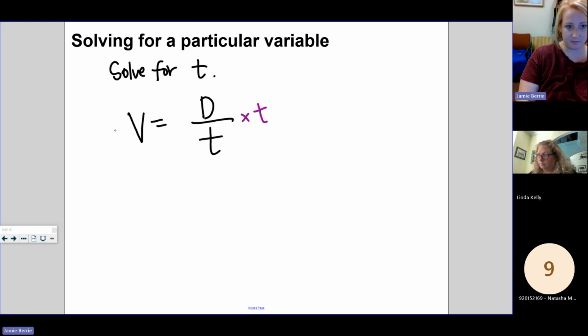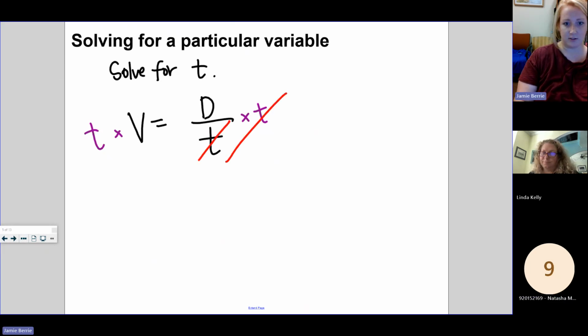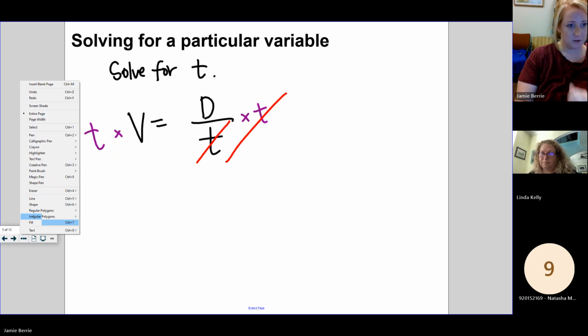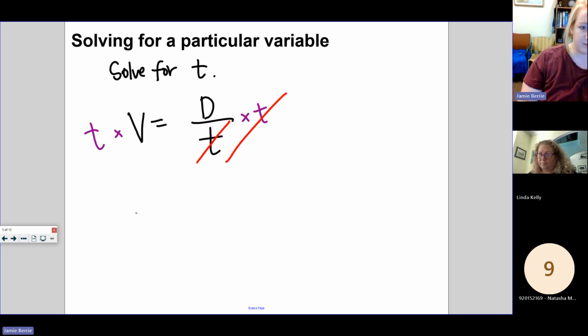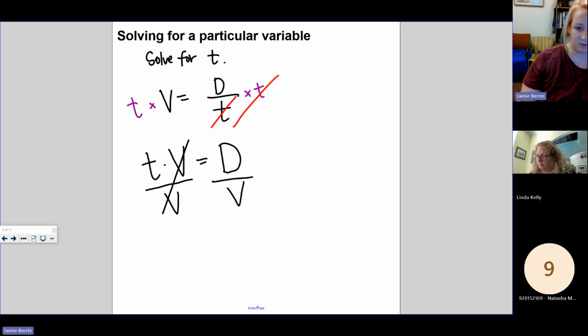So times t. Yeah, that one was a little challenging for me too, but I figured it out. Cancel, cancel. Then over here we have t times v, or you could do v times t, whatever you want. And then equals d. Now I'm trying to get t by itself, so I'm going to get rid of this v. So I'm going to divide both sides by v. Cancel. So t equals d over v.